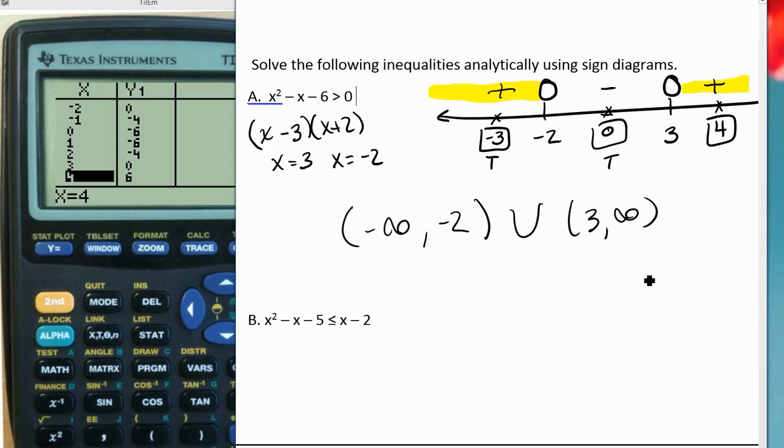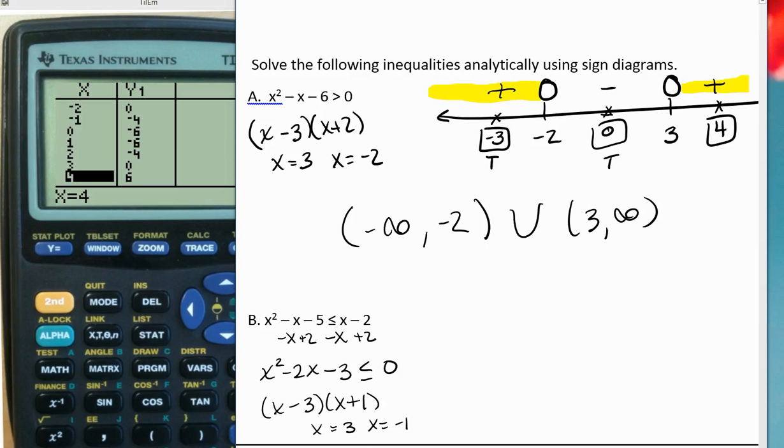Here we have x squared minus x minus 5 is less than or equal to x minus 2. So the first thing we want to do is get everything over on one side. So it's going to be x squared minus 2x minus 3 is less than or equal to 0. Next we want to find the factors, or find the zeros. This factors as x minus 3 and x plus 1. So we're going to get x equals 3 and x equals negative 1. So we're going to put those on the sign diagram.